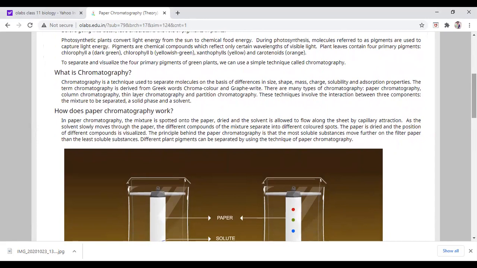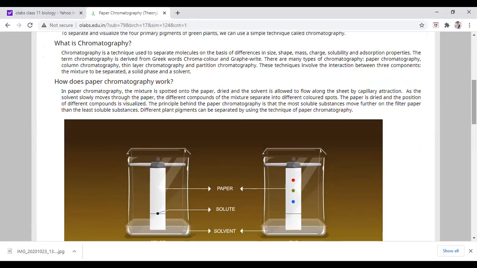To separate and visualize the four pigments of green plants, we can use a simple technique called chromatography. So here in this technique, we are just separating these four plant pigments from the leaves. What is chromatography? Chromatography is a technique used to separate molecules on the basis of differences in size, shape, mass, charge, solubility, adsorption properties. So molecules differ in their size, shape, mass, charge, solubility. On the basis of these differences, they can be separated.